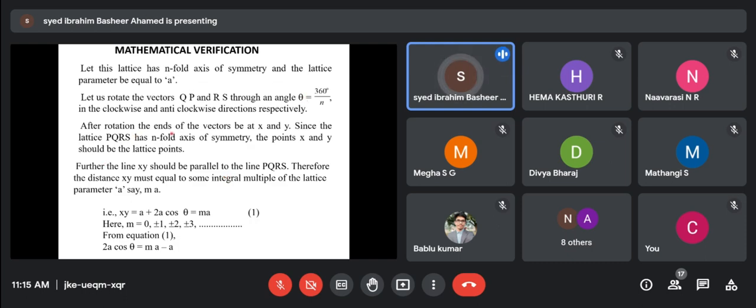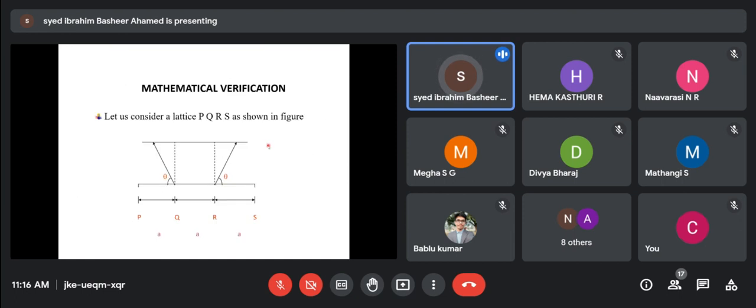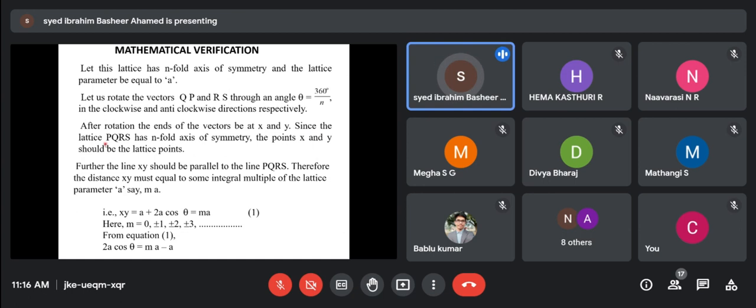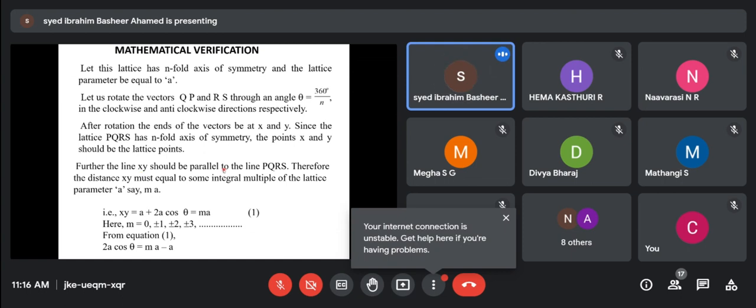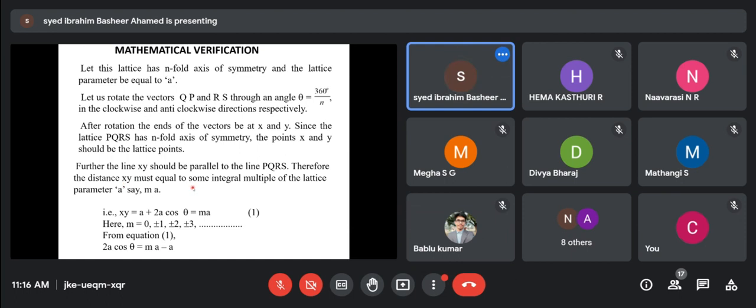So after rotation, the ends of the vectors be at X and Y. Consider these as X and Y. Since the lattice PQRS has an n-fold axis of symmetry, the points X and Y should be lattice points. Further, the line XY should be parallel to the line PQRS. Therefore, the distance XY must be equal to some integral multiple of the lattice parameter a. Okay, so we can say it is m a. So XY is equal to a plus 2a cos theta, which is equal to m a.